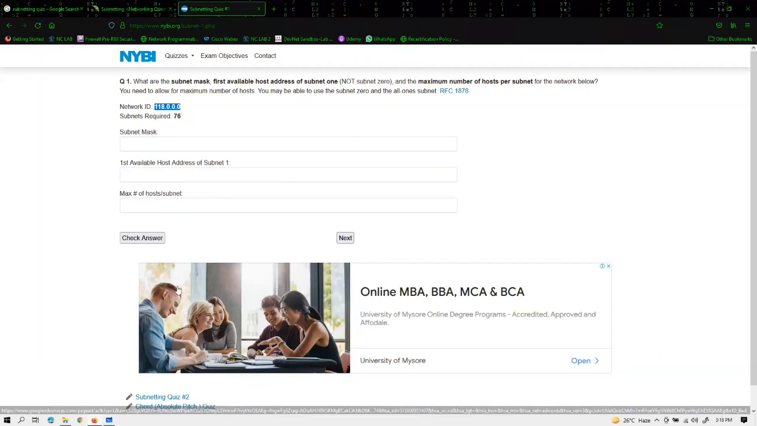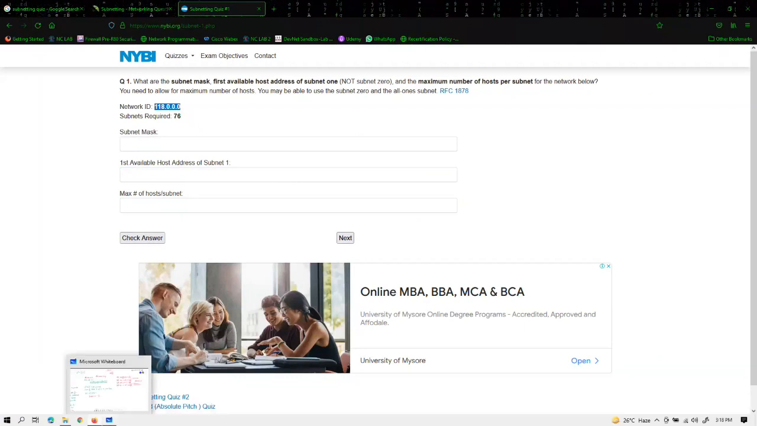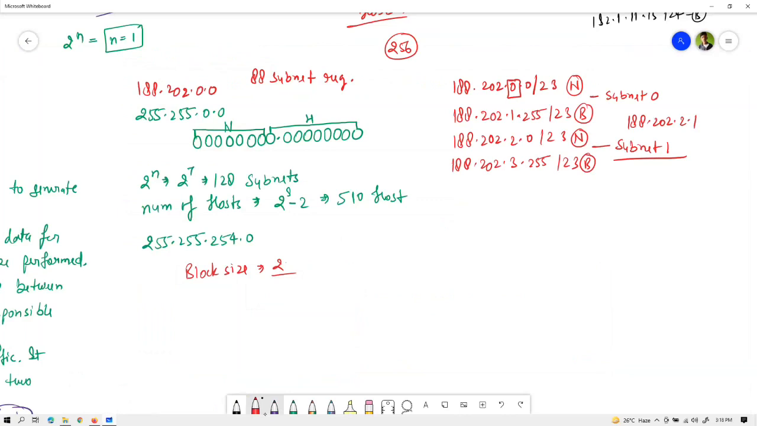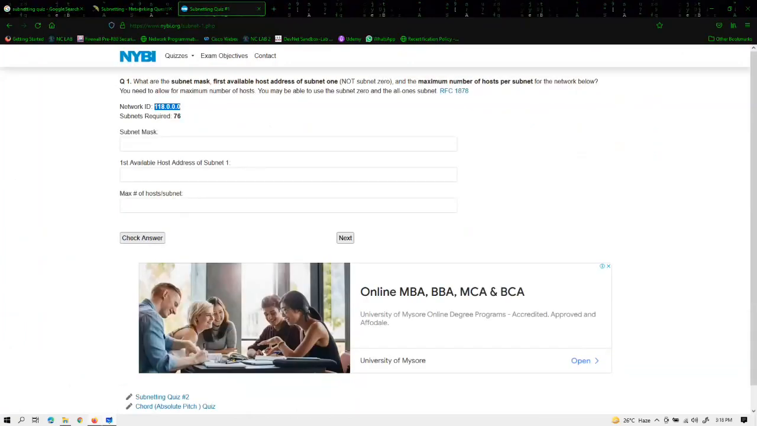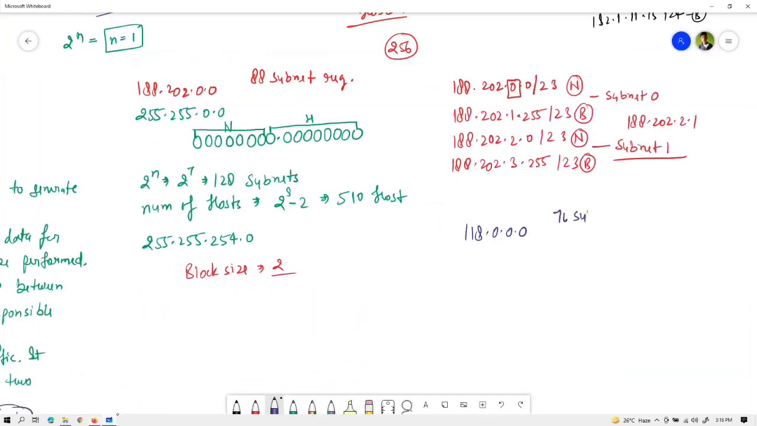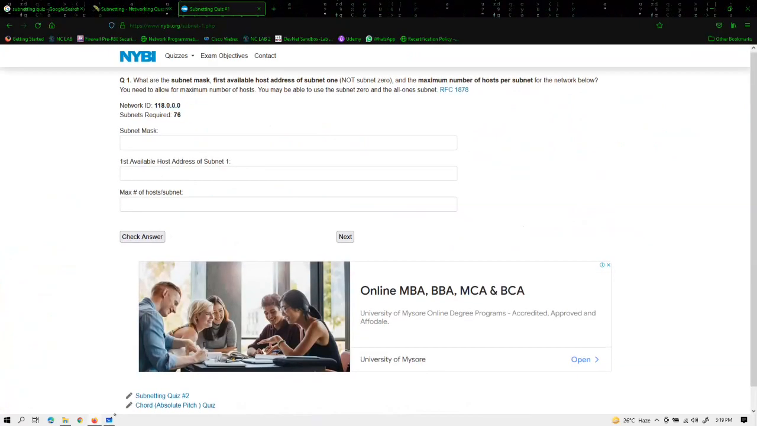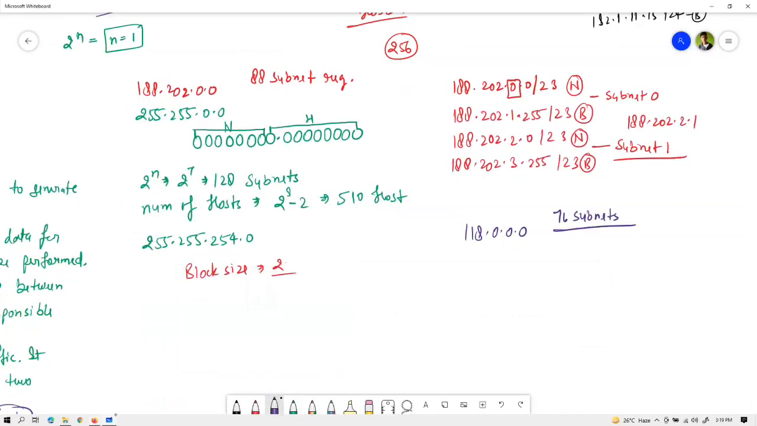Now you guys need to do this: 118.0.0.0, and you need 76 subnets. Let me write the IP address: 118.0.0.0, and how many subnets are required? 76. Now you need to perform this. You need to calculate the same things: subnet mask, first available host address of subnet 1, and maximum number of hosts. This is the network address.